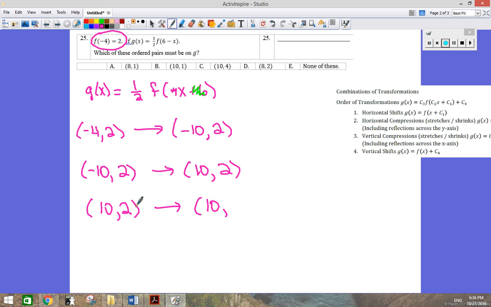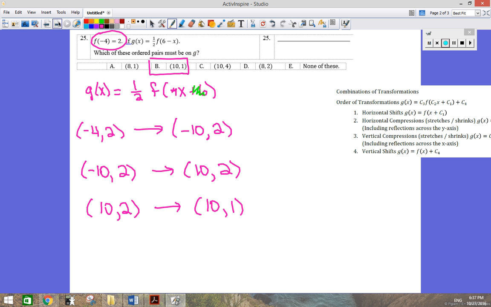Now I start affecting the y-coordinate. I've only got one transformation. And with the y-coordinates, everything is normal. If it says to multiply it by 1/2, we multiply it by 1/2. So half of 2, hey, that's 1. And our final answer is 10, 1. And there it is, choice B.